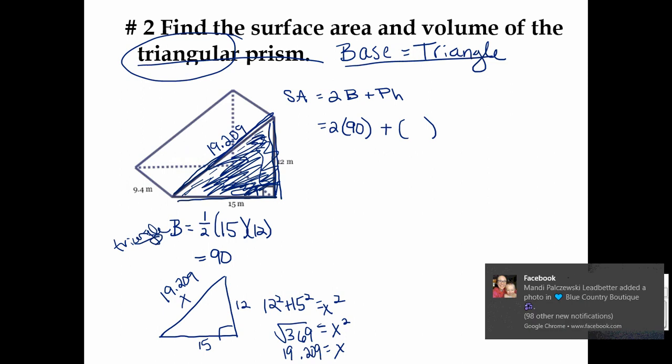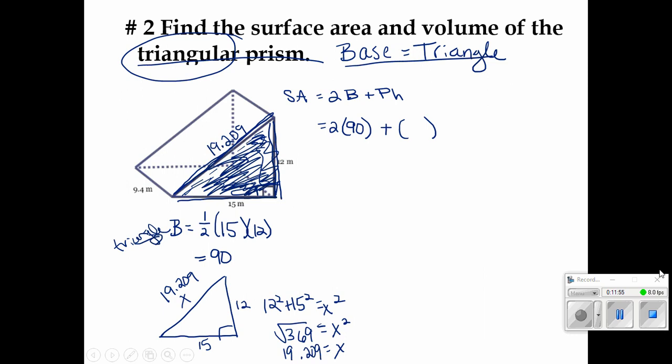19.209 here. So if I need to, looky there, I'm getting notifications on my computer from Facebook. If I need to, I can add up all the way around. So let's add up that number plus my 15 plus my 12 for my base. And my total perimeter is 46.209.